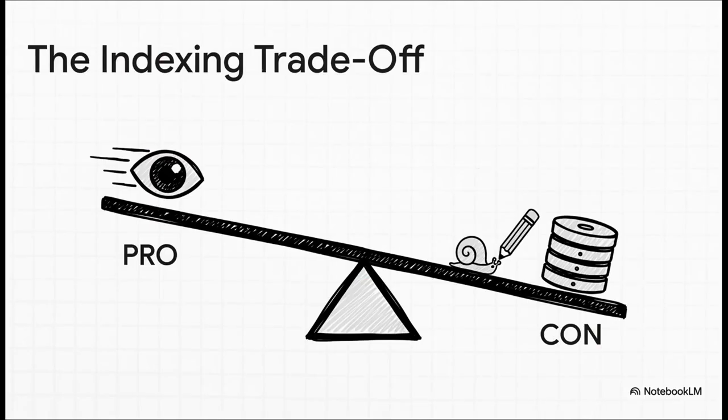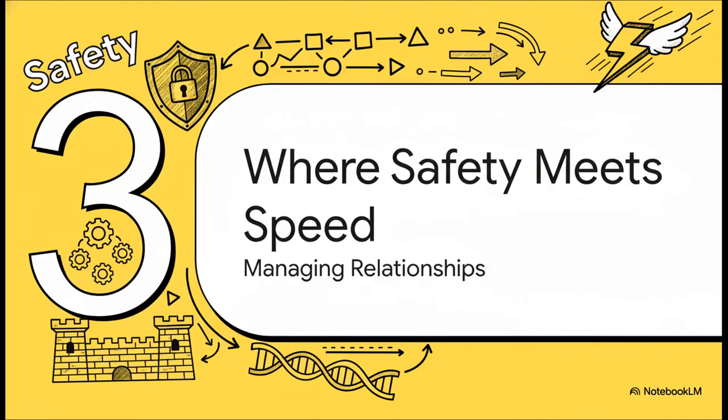But, and this is a huge but, there is no free lunch. Here's the trade-off. Indexes make reading data, your selects, way, way faster. The cost? Every time you write new data or update it, the database doesn't just write the data. It also has to go and update every single index that's affected. That slows down your writes, and it also takes up more storage space. So we've got safety on one side and speed on the other.